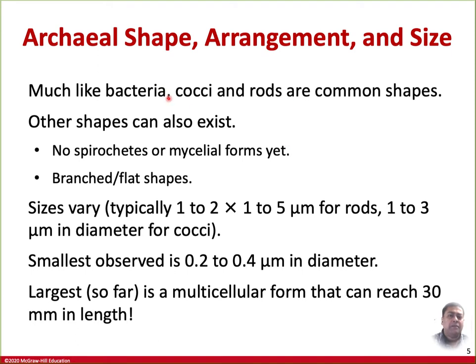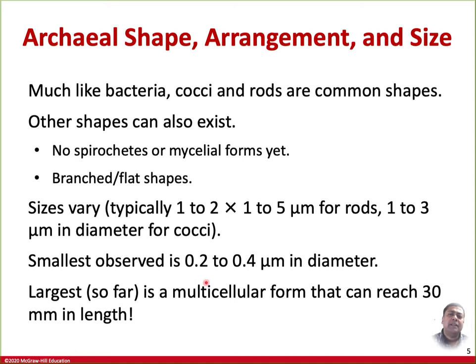Much like the bacteria, cocci and rods are common shapes. Other shapes do exist, but there are no spirochetes, spirillum, or mycelial forms, and branched or flat shapes like actinomyces are not found. The sizes also vary, from about 1 to 2 micron to 1 to 5 micron rods, and 1 to 3 micron diameter. So the sizes are pretty close to bacterial size, and the smallest is about 0.2 to 0.4 micrometer.